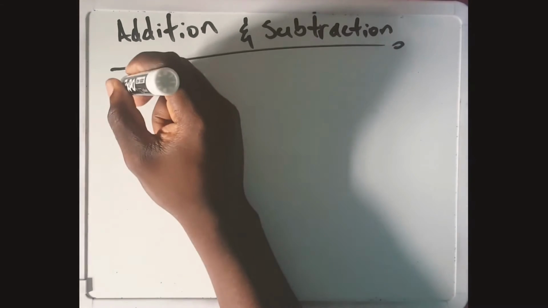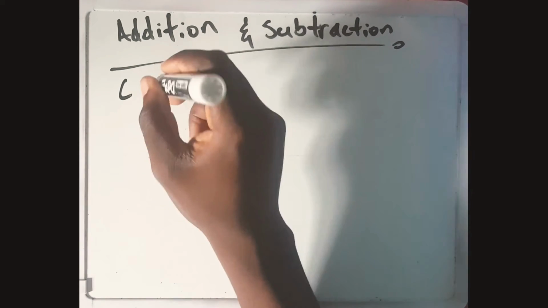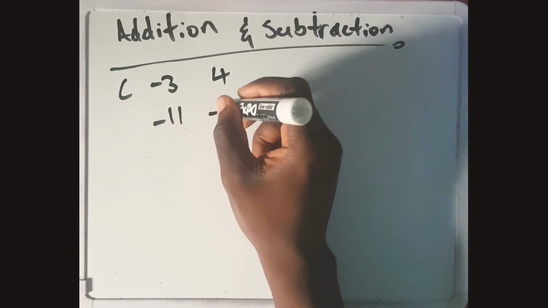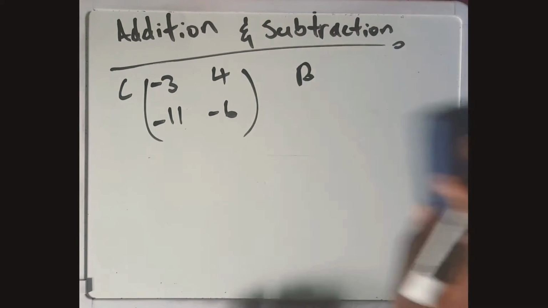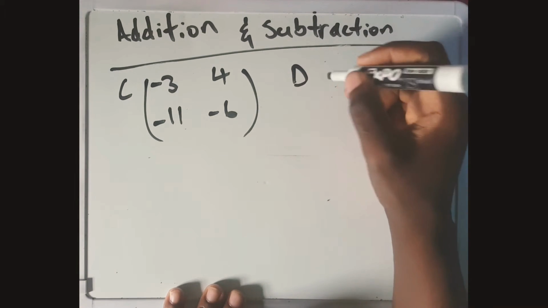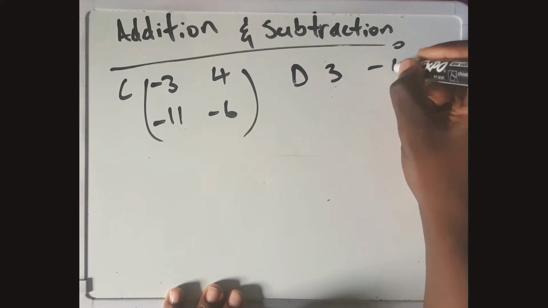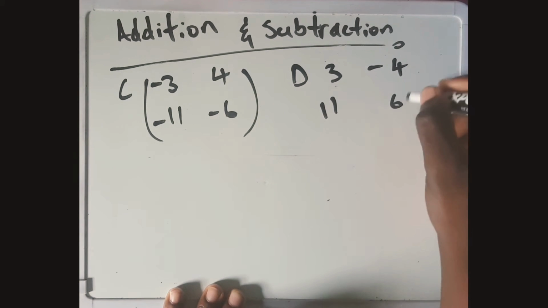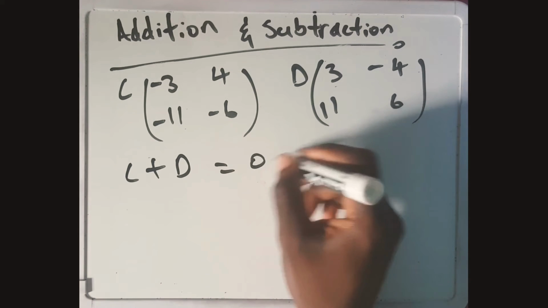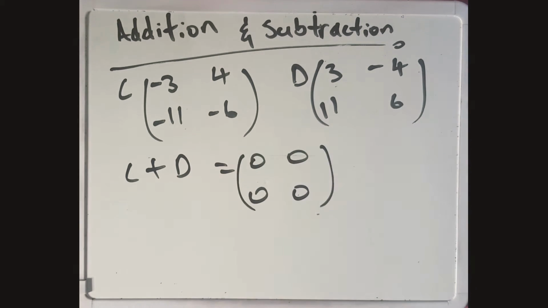Say you have a matrix C, with elements minus 3, 4, negative 11, negative 6, and let me call this matrix D, and your D has elements 3, negative 4, 11, and positive 6. Straight away we can see C is the negative of D, right? So if I add, I'd have a null matrix, a null 2 by 2 matrix.